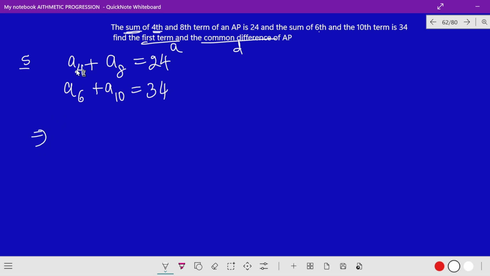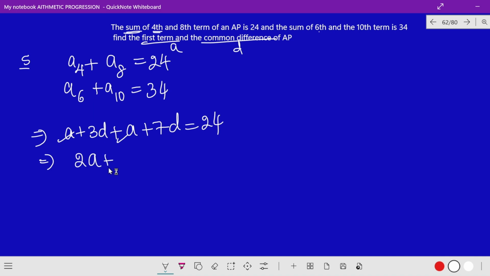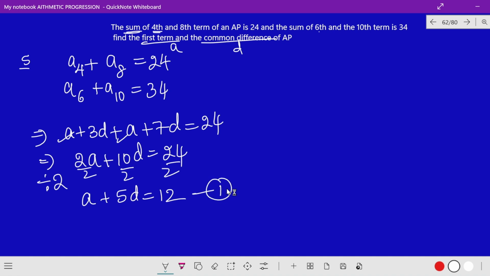Now you write a4 can be written as a plus 3d, plus a8 can be written as a plus 7d, is equal to 24. So 1a plus 1a will become 2a, plus 7d plus 3d will become 10d, is equal to 24. Now divide throughout by 2. Why do we divide? To simplify this into a small equation. So divide by 2, divide by 2, divide by 2. a plus 5d is equal to 12. Name this as equation 1.